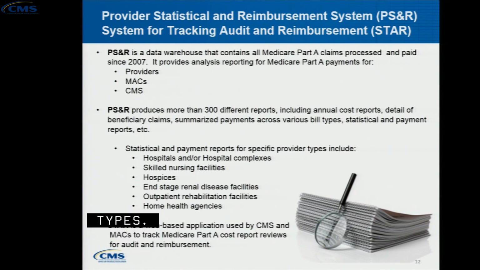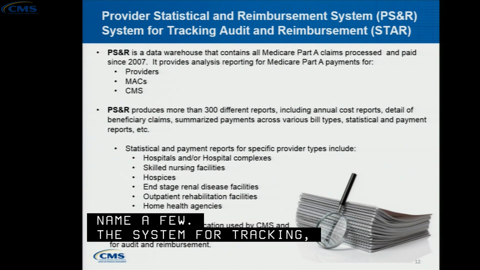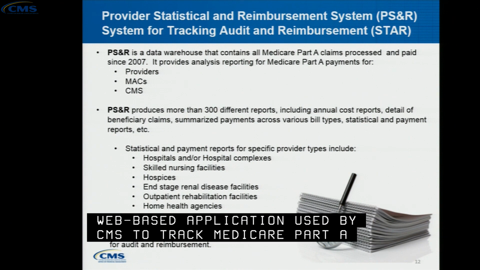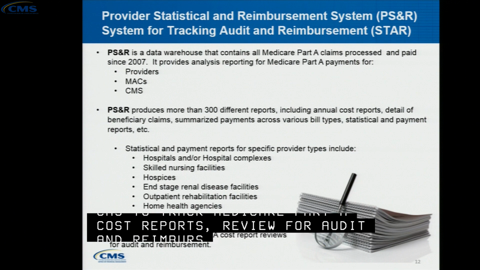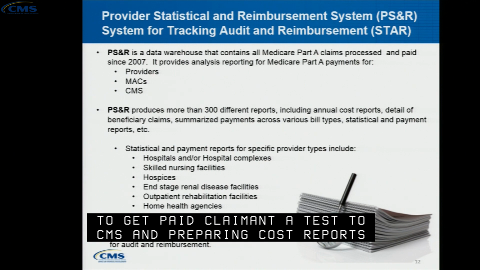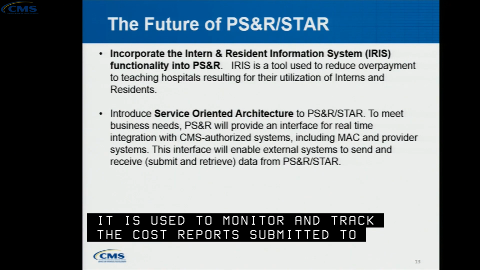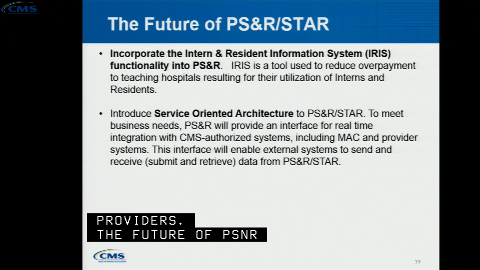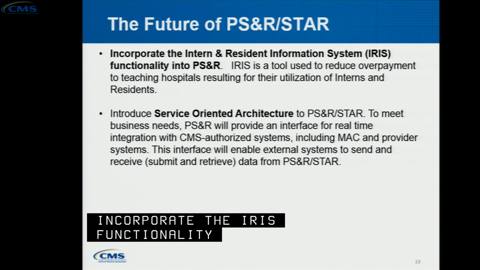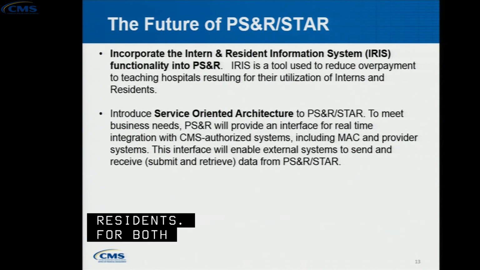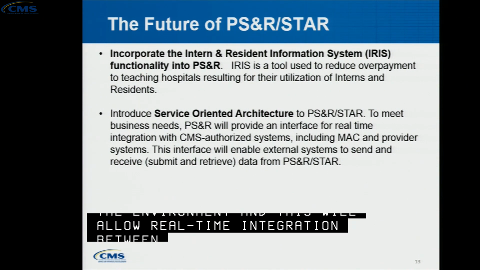The system for tracking, audit, and reimbursement, STAR, is a web-based application used by CMS and MACs to track Medicare Part A costs, reports, and reviews for audit and reimbursement. Bottom line, PSNR is used by providers to get paid claim data to CMS in preparing their cost reports. STAR is used by the MACs to monitor and track the cost reports submitted by providers. The future of PSNR is to incorporate the IRIS functionality. IRIS is a tool used to reduce overpayment to teaching hospitals resulting from their utilization of interns and residents. For both PSNR and STAR, we are planning to move forward with a SOA environment, which will allow real-time integration between CMS and external systems, including MAC and provider systems.